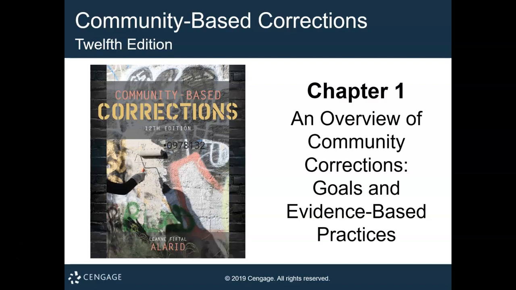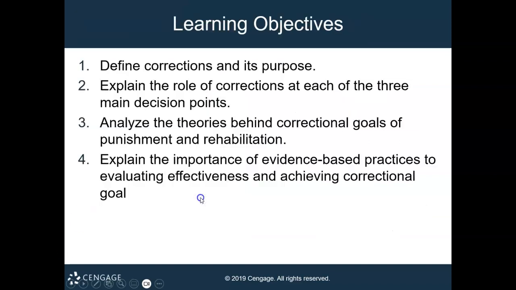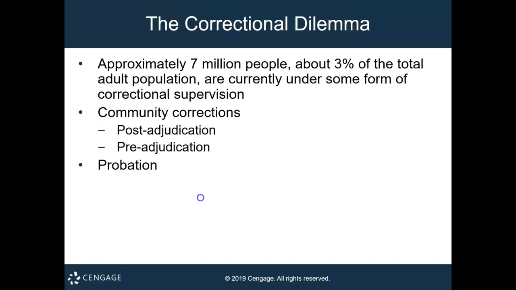Right, Crim 28, here we go with Chapter 1, overview of community corrections, goals, and evidence-based practices. No, I'm not going to read every single slide like this and bore you all to death, so don't worry about that. You'll see that the cover of the book looks just like this slide, so we're going to move on to the next slide with the learning objectives. You can read that. Okay.